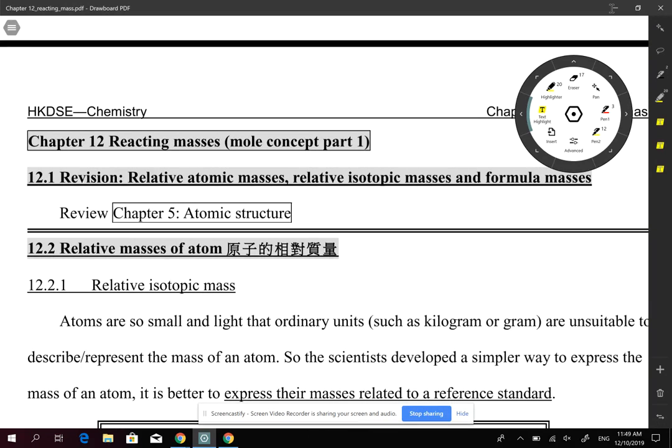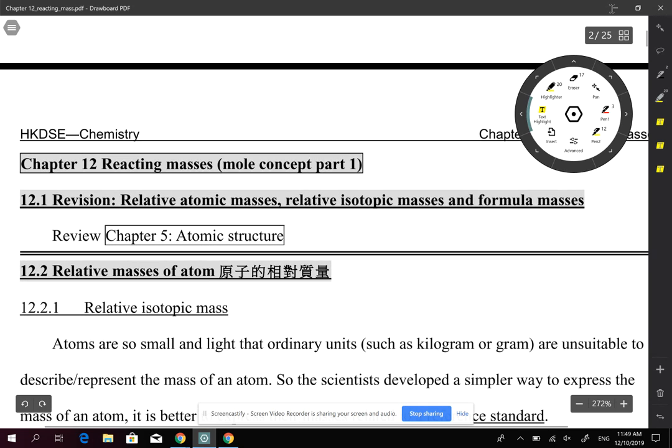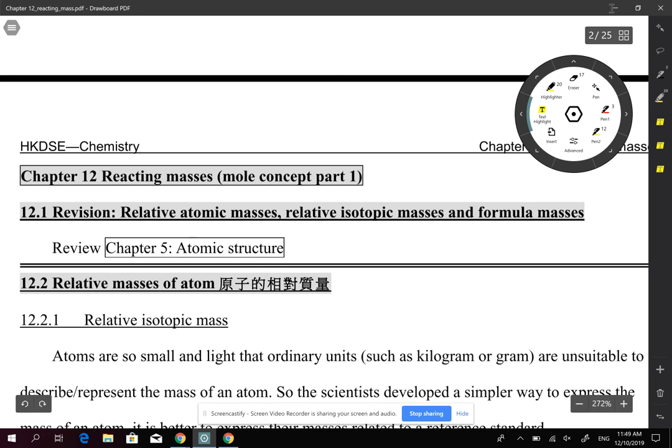First of all, going back to what you have learned. Okay. For example, the revisions. Relative atomic masses. Still remember what is relative atomic mass? In the coming exam, some questions are related to relative atomic mass. Remember how to calculate the relative atomic mass. Okay, relative isotopic mass and formula mass. What are they? Still remember?